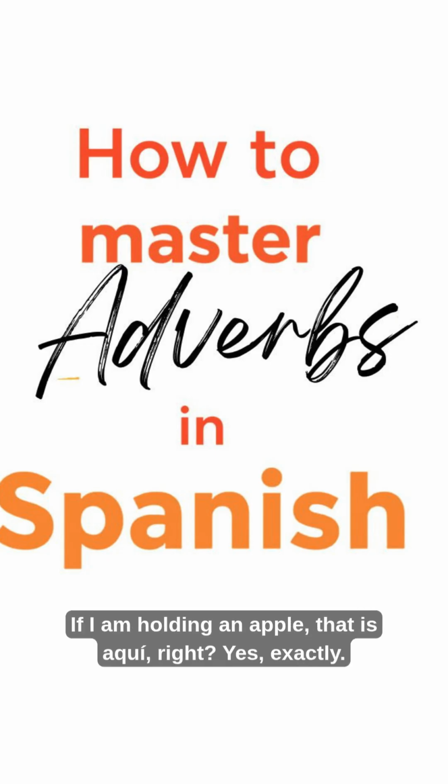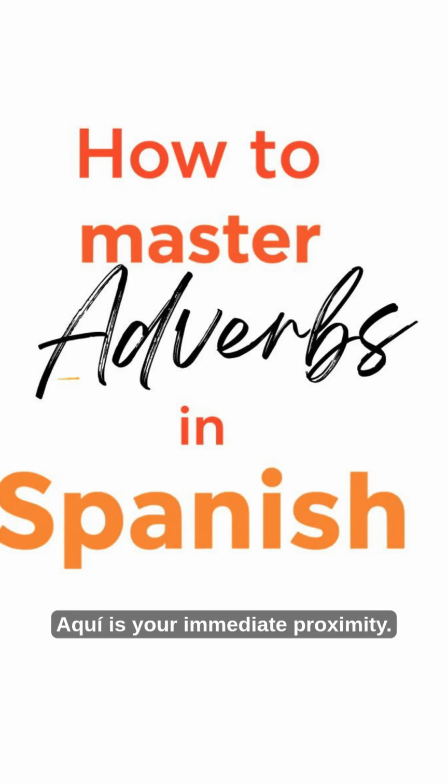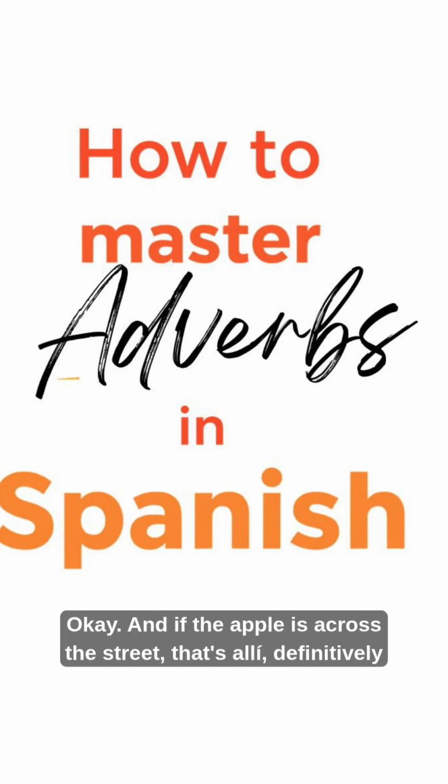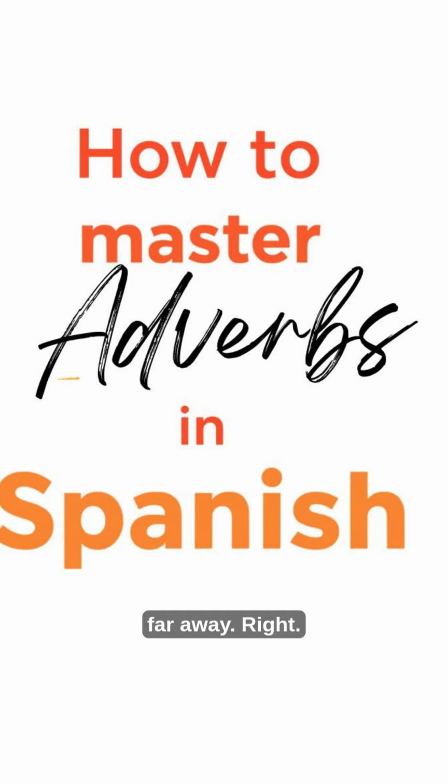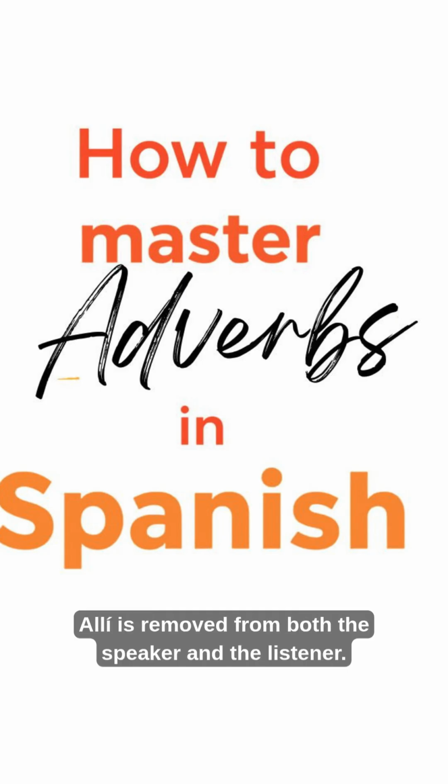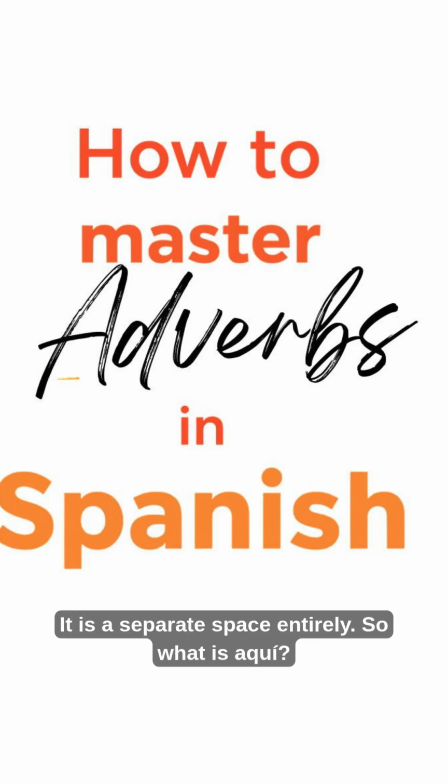So let's break these down. If I am holding an apple, that is aquí, right? Yes, exactly. Aquí is your immediate proximity. It is the space occupied by the speaker. Okay, and if the apple is across the street, that's allí, definitively far away. Right. Allí is removed from both the speaker and the listener. It is a separate space entirely.